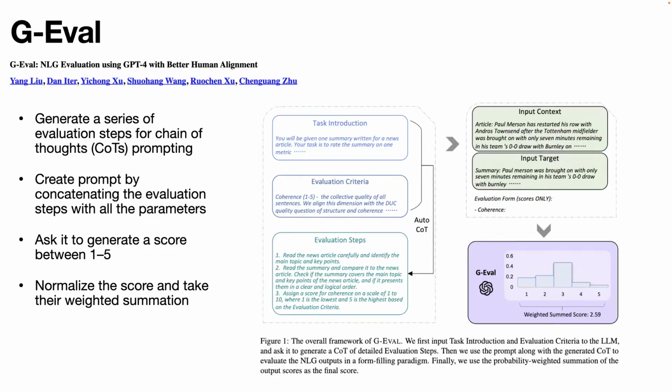Most of these metrics are based on the G-Eval paper. Basically, the approach is that you first have to generate a series of steps for chain of thought prompting. Then you concatenate all these into one big prompt with all different parameters. Using LLM as a judge, you ask it to generate a score, and then normalize the score and take the weighted summation.